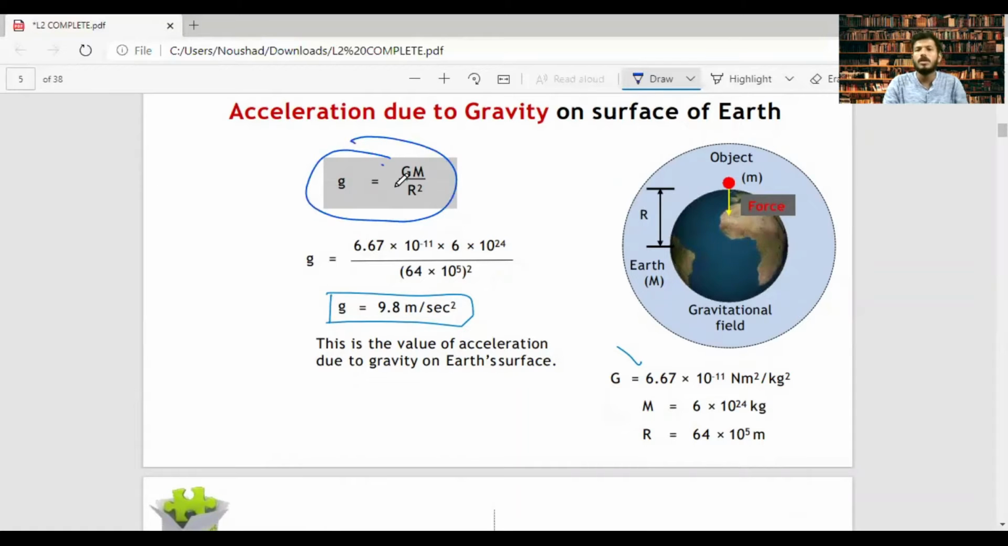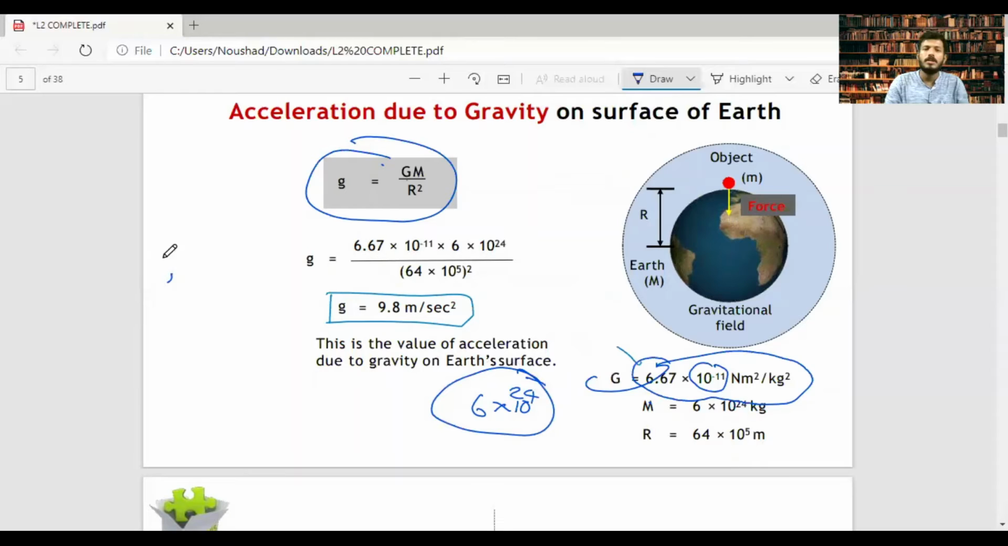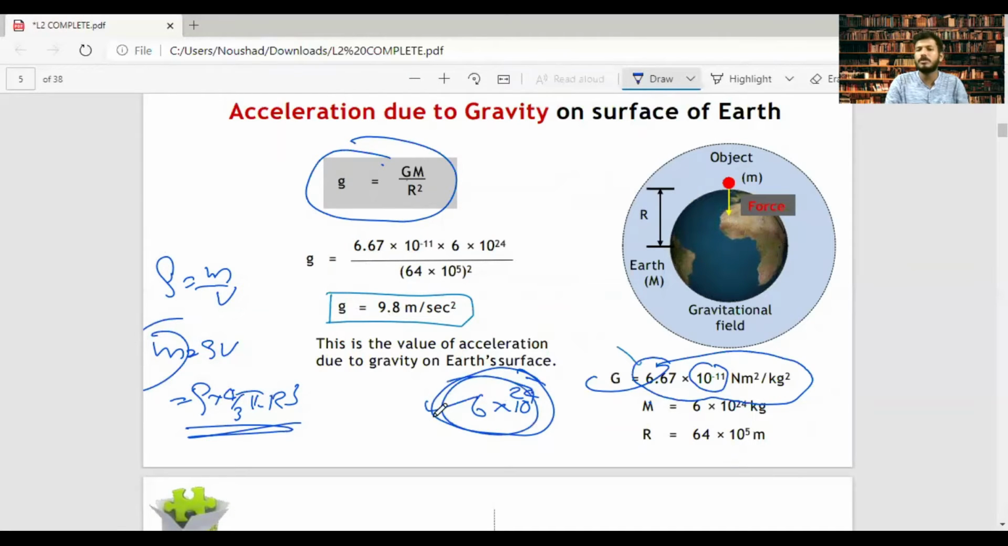What is its value? Capital G equal to 6.67 into 10 raised to minus 11. Don't forget, it's minus 11. Capital M, the mass of Earth, can be calculated as 6 into 10 raised to 24. Listen, density equal to mass by volume, so mass is equal to density into volume. Density into 4 by 3 pi r cube. Density into volume gives mass, and that mass is 6 into 10 raised to 24.